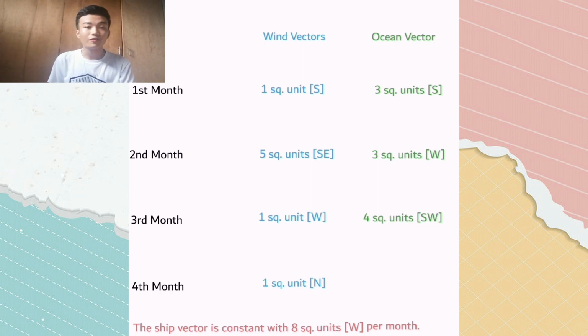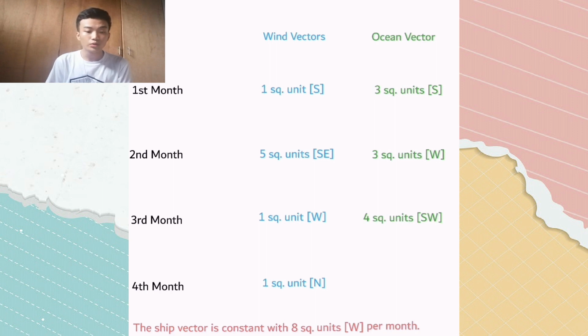Welcome to part 3 of our experiment, Vector Voyage. Remember in part 2, we included the wind vector. In this part, we will include the wind and the ocean vector. Before we proceed, let's first identify the given.